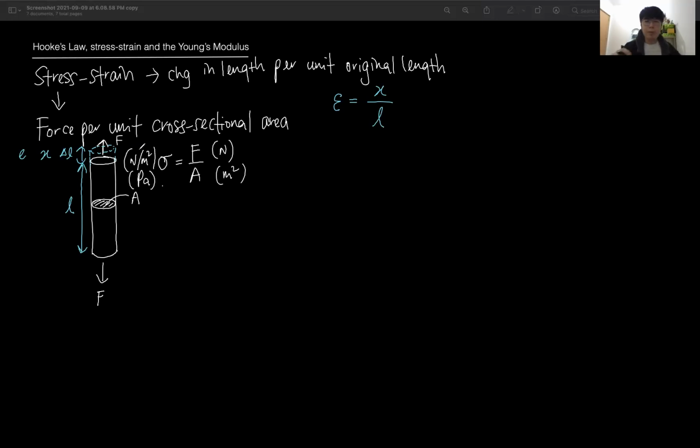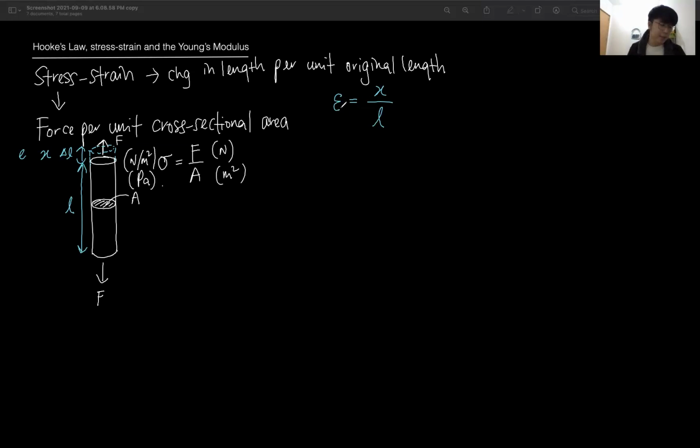So again, you apply stress. The stress can be in the form of tensile or compression, pulling or pushing. If you take the force and divide by the area of cross-section, you get the stress. Then, when the material is under stress, it will experience a strain. That is the extension. That strain is calculated by the extension divided by the original length.